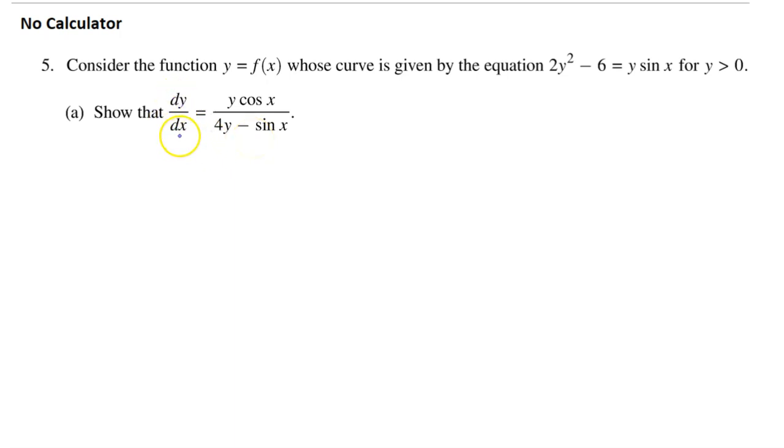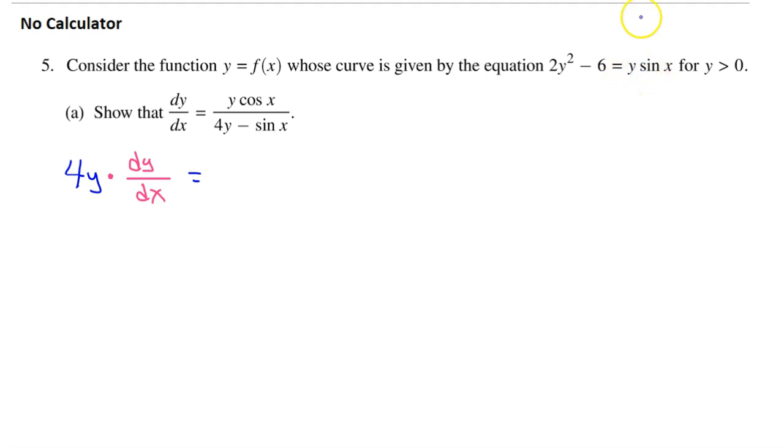To make dy/dx show up, we are going to take the derivative of both sides of this equation with respect to x, term by term, starting with 2y squared. For every term, I'm going to use the chain rule, even for this term right here. So the derivative of the outer function is 4y, but then the inner function is y itself. And according to the chain rule, you multiply by the derivative of that inner function, which is dy/dx. The derivative of a constant is 0, so that is gone.